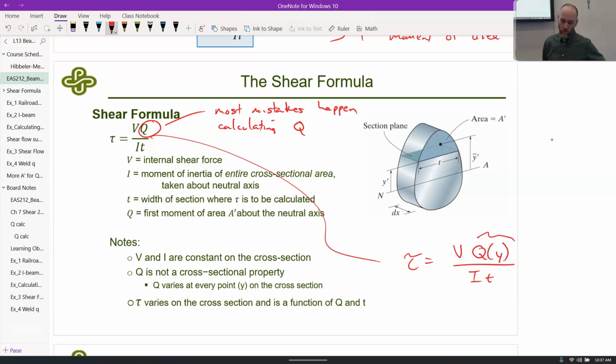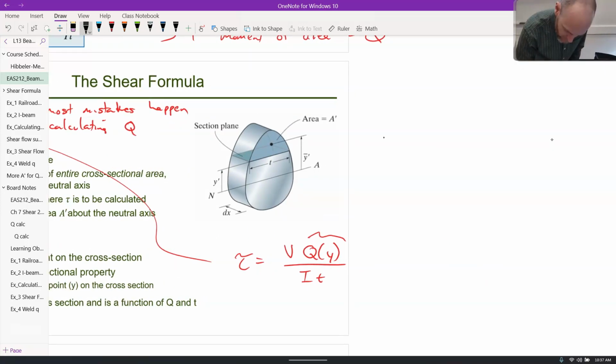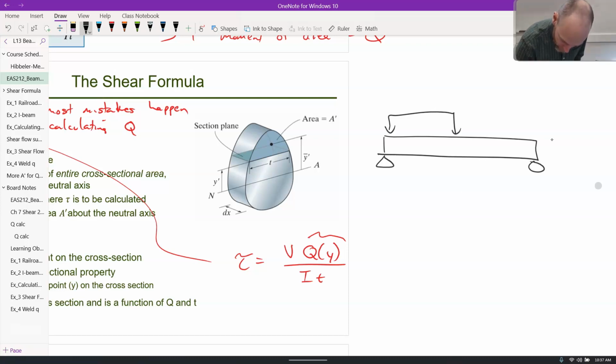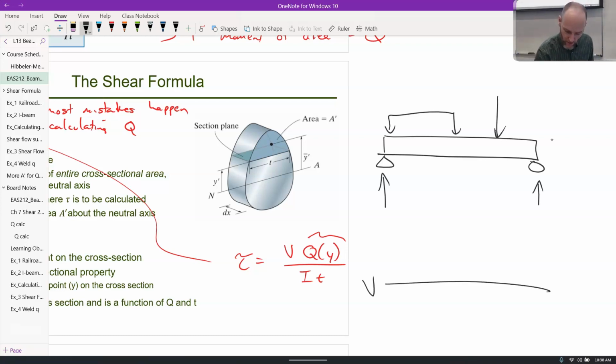And that's because when we look at this equation, tau equals VQ over It, moment of inertia is a cross-sectional property. So it's constant. If we're looking at a given location on our member that's under load, let's just look at a simple case where we've got a couple loads on our member, and we end up with some reactions. We're then going to have a shear diagram. That shear diagram is going to jump up, slope down, constant over the point load, whatever the magnitude is, this general shape.